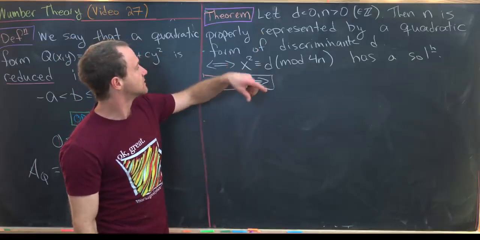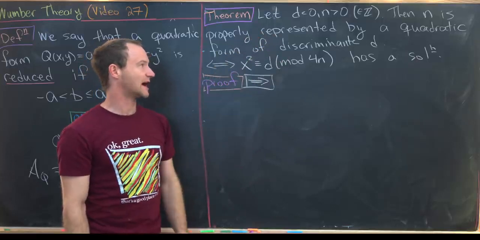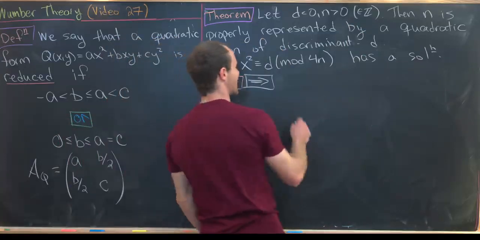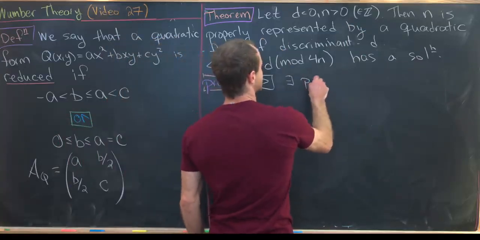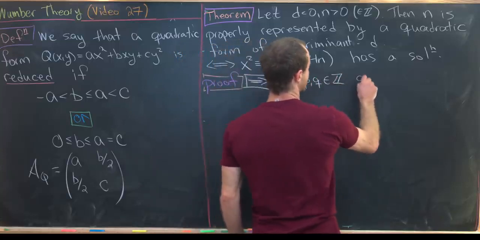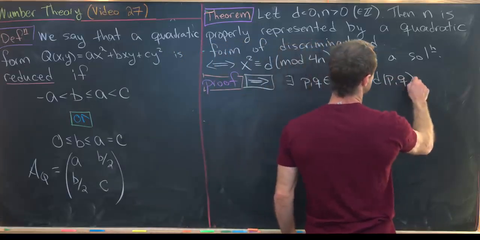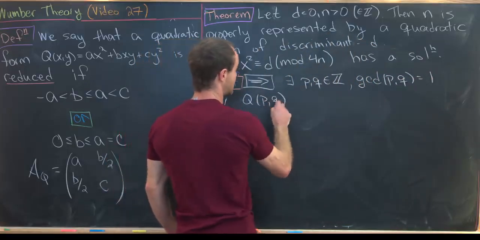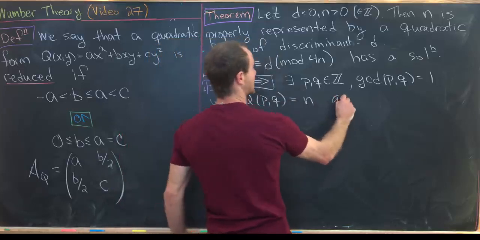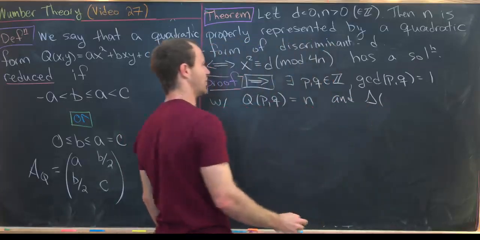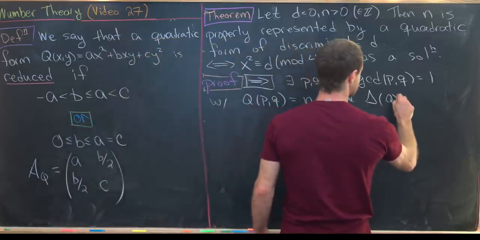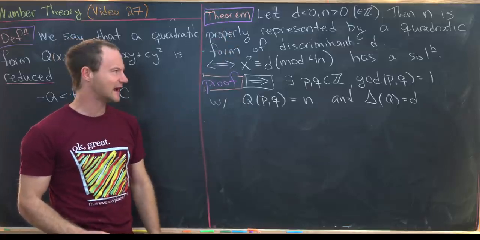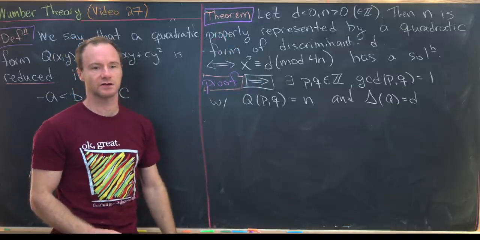So we're going to suppose that n is properly represented by our quadratic form of discriminant d. Okay, well, so what does that mean? That means there exist some numbers which I will call p and q, which are integers. They are relatively prime, so the GCD of p and q is 1, with Q evaluated at (p, q) equals n, and the discriminant of Q, which I'll label by delta Q, is equal to d. So that's just the hypothesis of this. But now we're ready to take that hypothesis and build towards our conclusion.